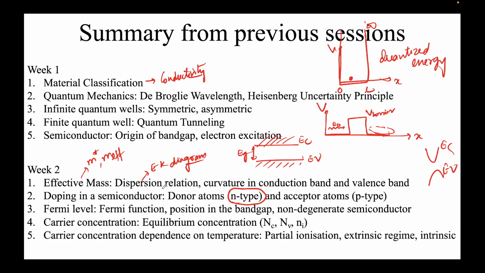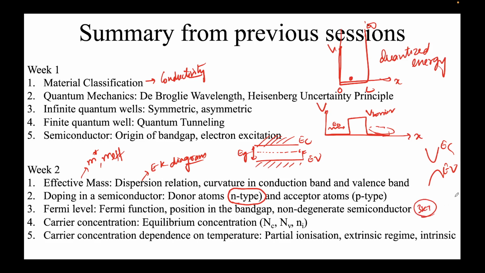We saw its position in the band gap: if it's an intrinsic or undoped semiconductor, it will be directly in the middle between EC and EV. And we saw that if you dope it p type, the EF will shift towards EV. If you dope it n type, the Fermi level will shift up towards EC. We also saw that for a non-degenerate semiconductor, EF should have a distance of 3 kT from EC or EV, depending on whether it's n type or p type.